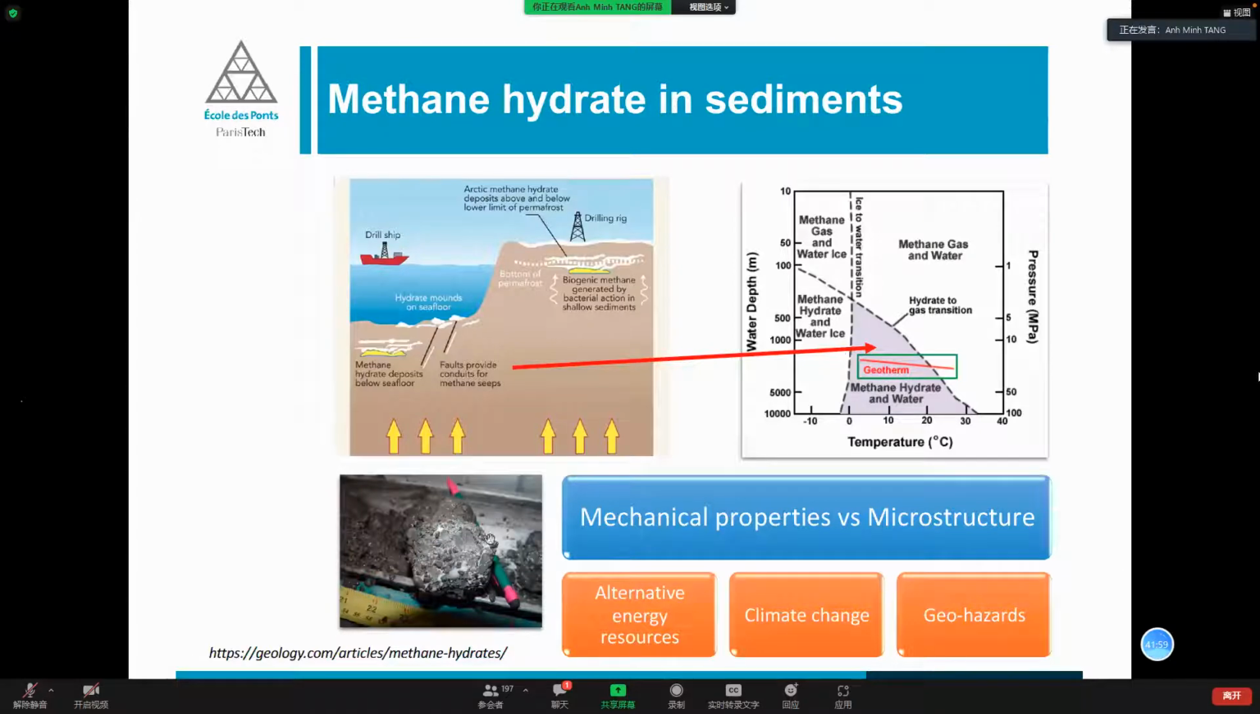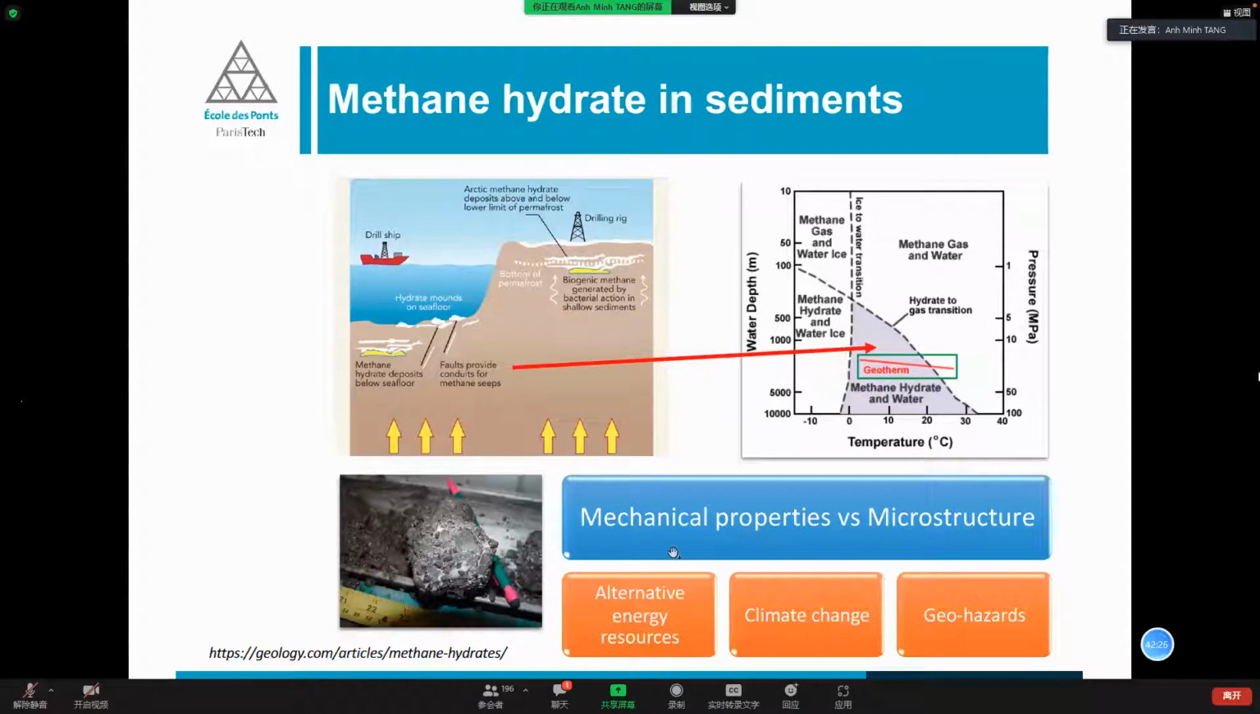It looks like frozen soil, but the difference is that when you take it out like that, the pressure decreases and methane gas can dissociate from this material quickly. So we cannot keep this sample for a long time, because methane gas dissociates and is expelled from this material quickly. So why do people want to work on that?